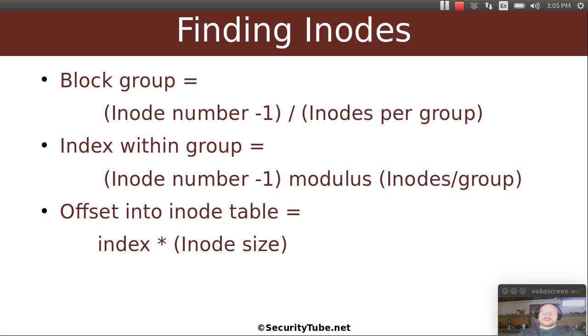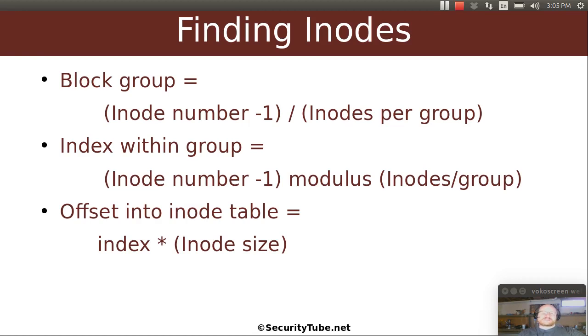So first of all, let's talk a little bit about finding an inode. How do I find where my inode lives? Well, the first thing I need to do is figure out what its block group is. And to figure out the block group, all you need to do is take your inode number minus 1 and divide that by the number of inodes per group. It's pretty simple.